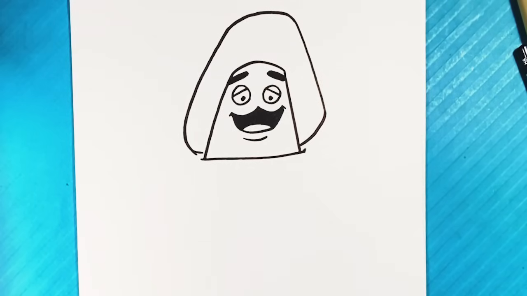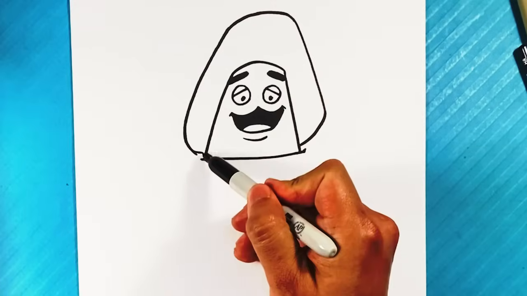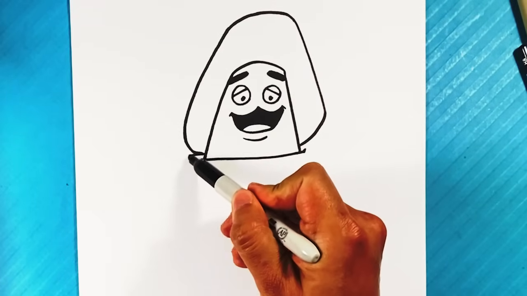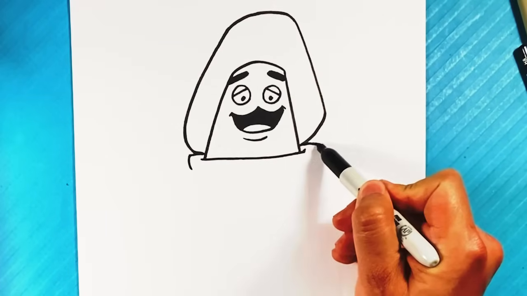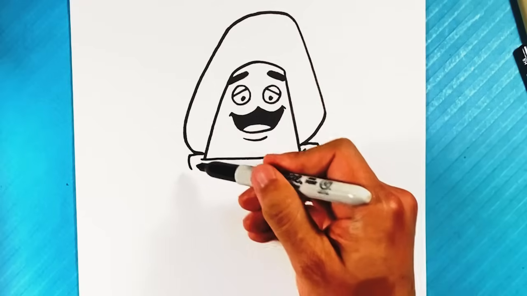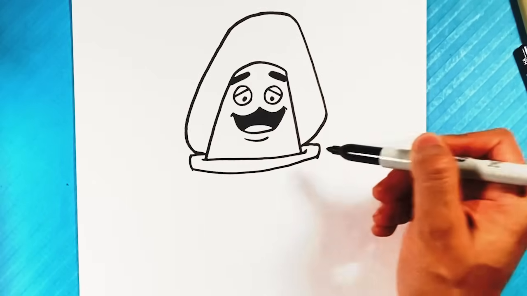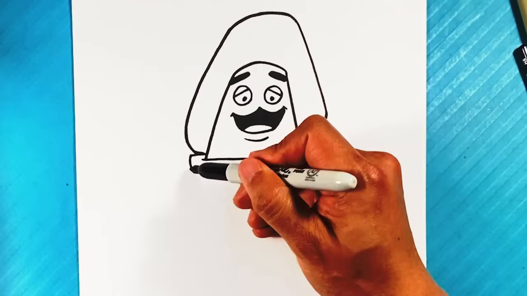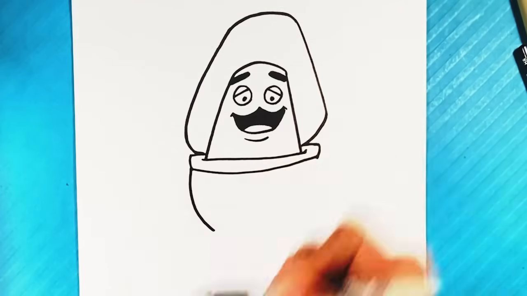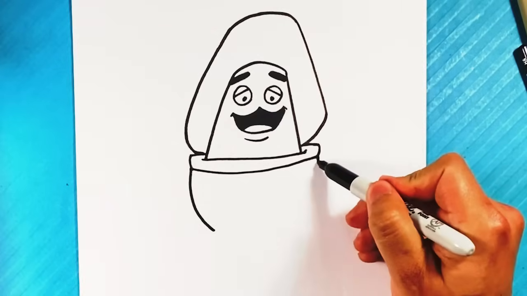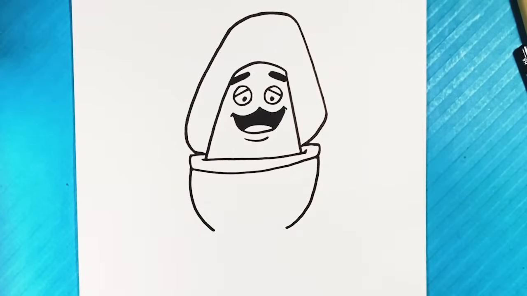All right. So we got that head. So let's continue on to the actual toilet part. So line over here, down. Line over here, down. Line underneath. Curve for the side of the bowl. Curve over here for the other side of the bowl.